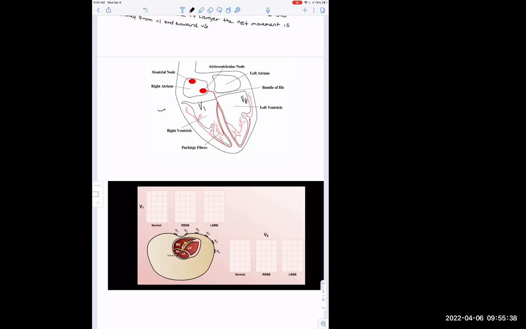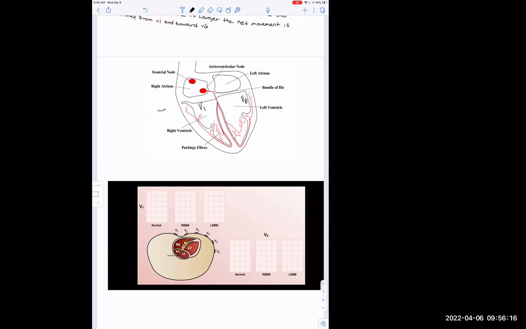Now, some folks will use, in lieu of V1 and V6, lead 1 and V1. I, by convention, am going to use V1 and V6 because I do think that it shows a fairly accurate picture of what's going on and the interplay between the left and right ventricle. Okay, so in the normal cardiac conduction, remember we said that we have an impulse.